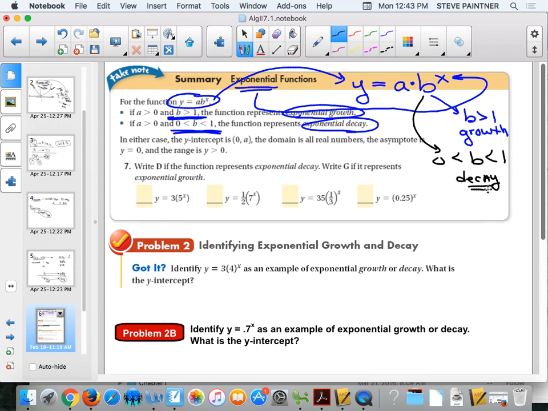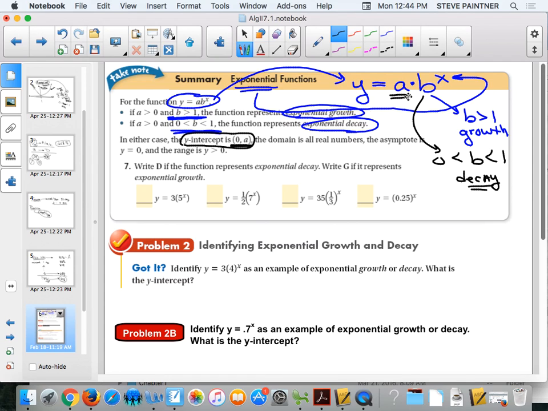Okay. All right. Now, here's a quick shot at how do you find the domain, how do you find the range, how do you find the asymptote, and they actually talk about the y-intercept, which I did not talk about. In either case, look over there. Doesn't matter if it's growth or decay. In either case, the y-intercept is always going to be 0, comma what? It says 0, comma a. So if you ever want the y-intercept, just take that number and say 0, comma a. That's the y-intercept every time.